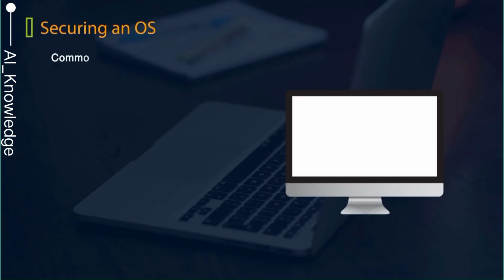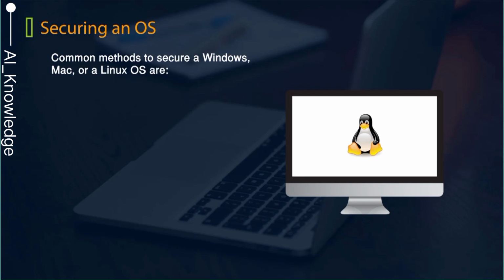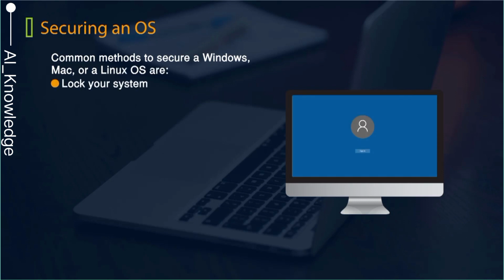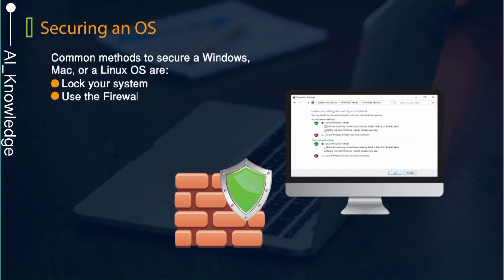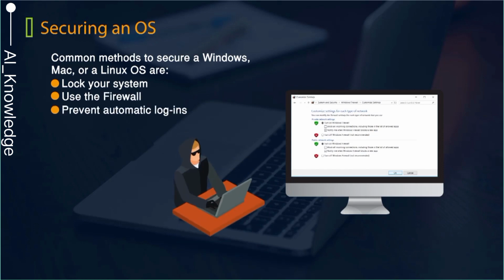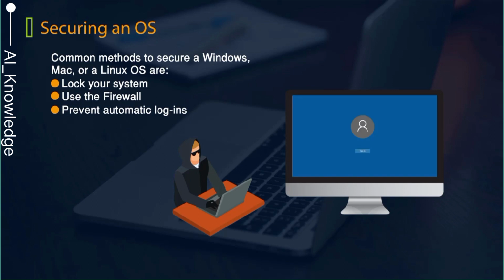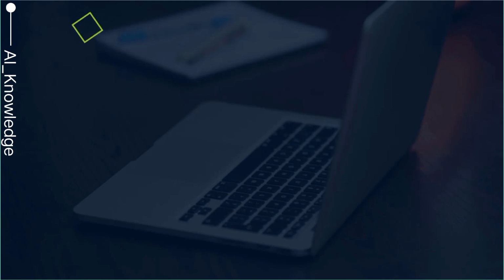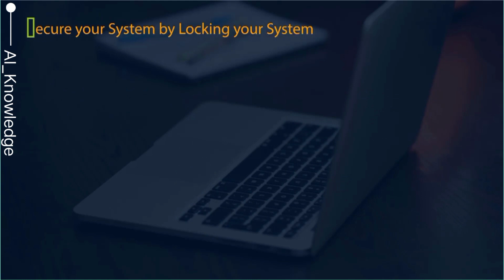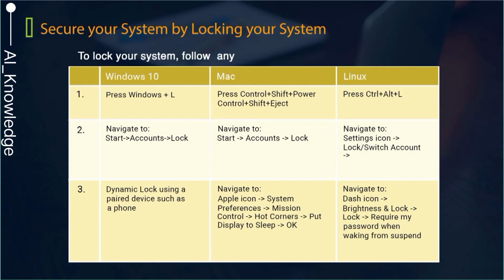Typically, there are common methods to secure an OS, be it Windows 10, Mac OS X, or Linux. These common methods, such as locking your system when you step away from your system, are a common approach to prevent unintentional access to sensitive data. By ensuring the firewall is turned on, you can ward off many cyber attacks from happening. Now, you will see other methods of securing your OS. To lock your system, follow any one of the below methods for your OS.